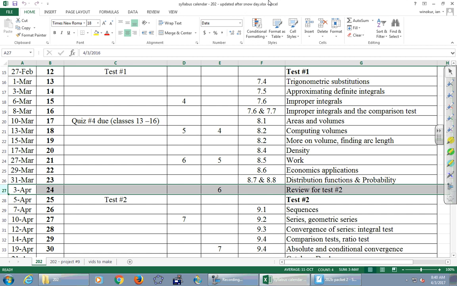I announced to a couple of folks, but I'll announce to one more folk that the project is now going to be due on Wednesday, the start of Wednesday's test. So coming up on Wednesday's test number 2. So test number 2 is on all of this stuff.